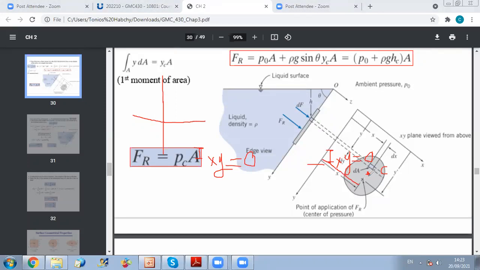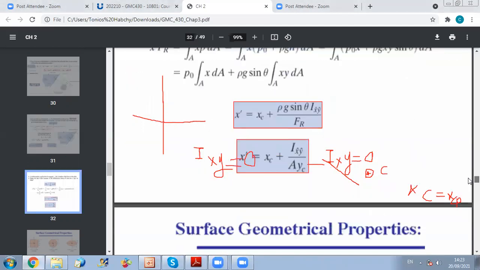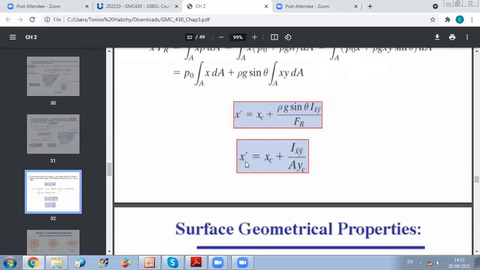What will happen is that if you refer back to the centroid, x of c will be equal to x of center of pressure. You can see this if you go back to the formula for how to locate x of the center of pressure. X of the center of pressure, x prime, is equal to x of the centroid of area plus Ixy over A yc. So whenever your surface is symmetrical with respect to x-axis or y-axis, this term will be equal to 0.